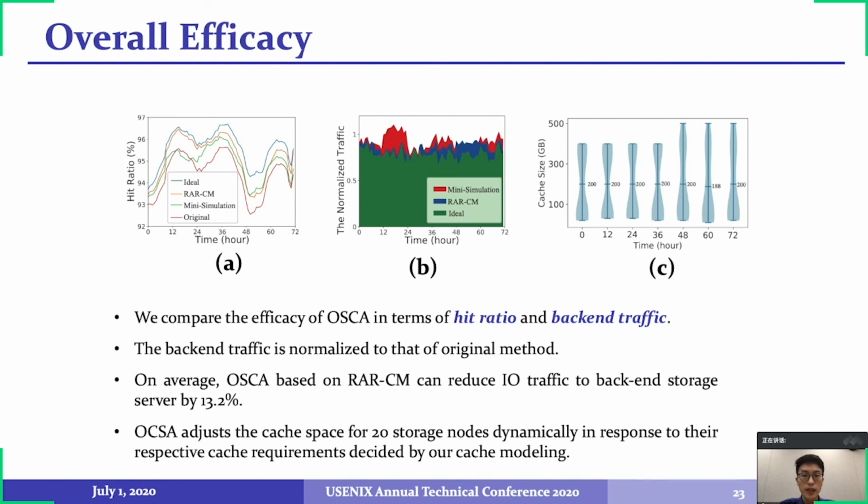Figure 3 shows OSCA adjusts the cache space for 20 storage nodes dynamically in response to their respective cache requirements decided by our cache modeling. The middle line in Figure 3 represents the average cache size for each node. It can be seen that the demand for cache space varies considerably between nodes, and our approach did respond correspondingly to meet the need at different times.